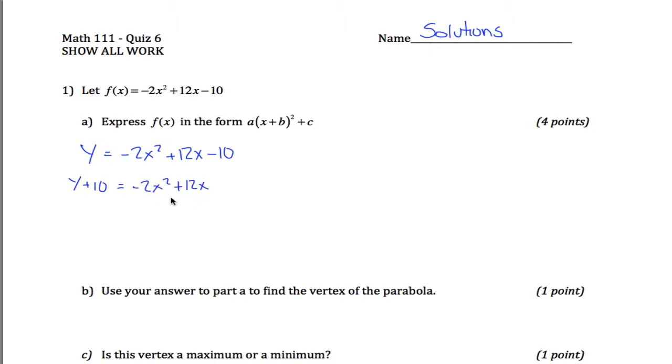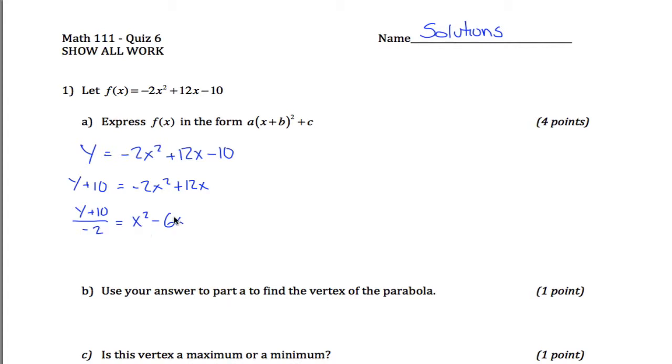Furthermore, for our method of completing the square, I need the leading coefficient, the coefficient on my x squared term, to be positive 1. It's currently negative 2. So in order to make that positive 1, I'll have to divide both sides of the equation by negative 2. So y plus 10 divided by negative 2 is equal to 1x squared minus 6x. Note that 12 divided by negative 2 is negative 6x.